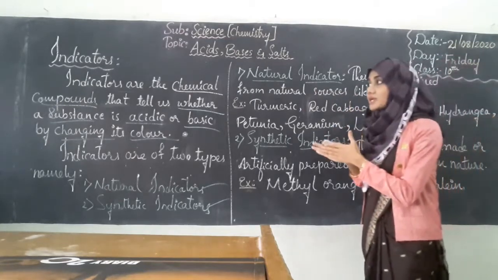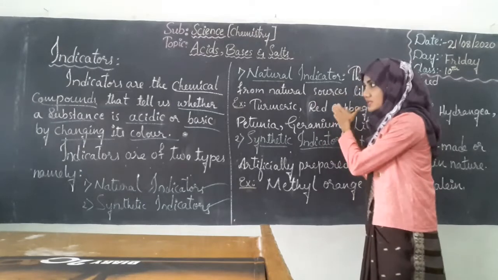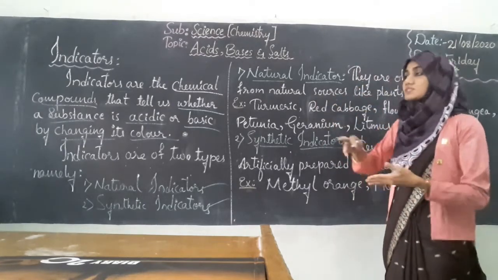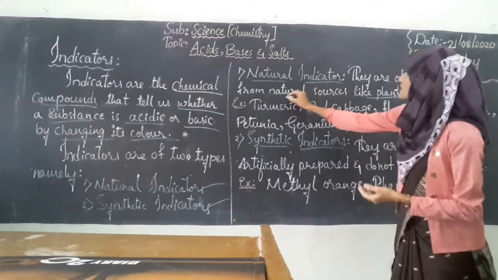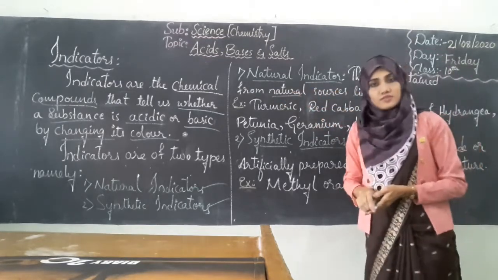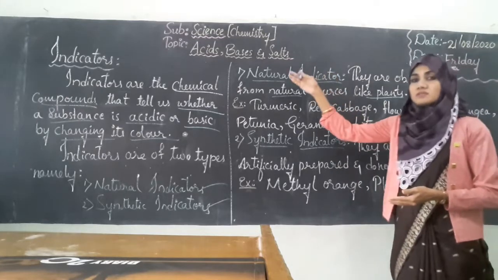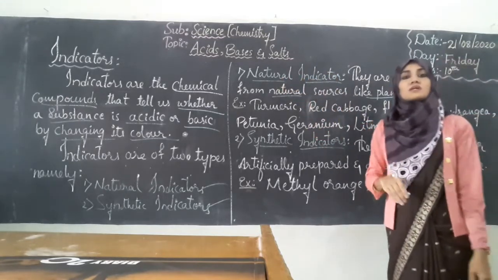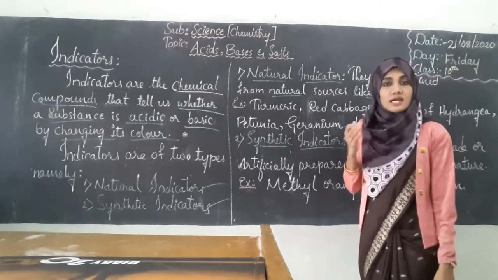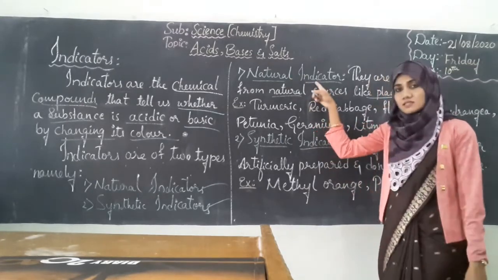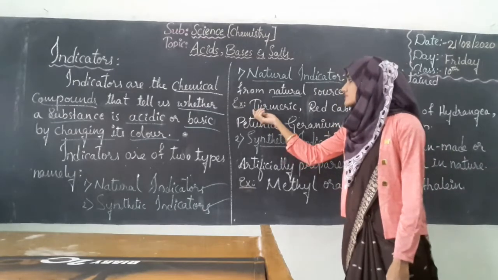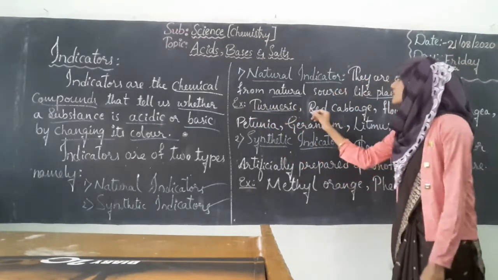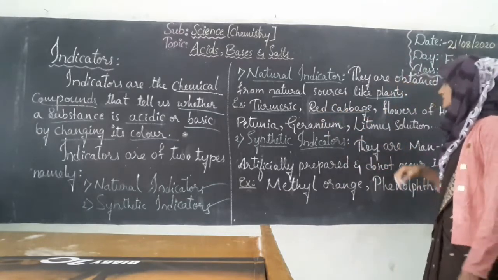It is a kind of substance which is obtained naturally, that means obtained from plants. So these occur naturally in nature. Such kinds of indicators are called natural indicators. So the indicators which occur naturally in nature are called natural indicators. For example, like we discussed about the stain, turmeric is a natural indicator. Red cabbage is also a natural indicator.